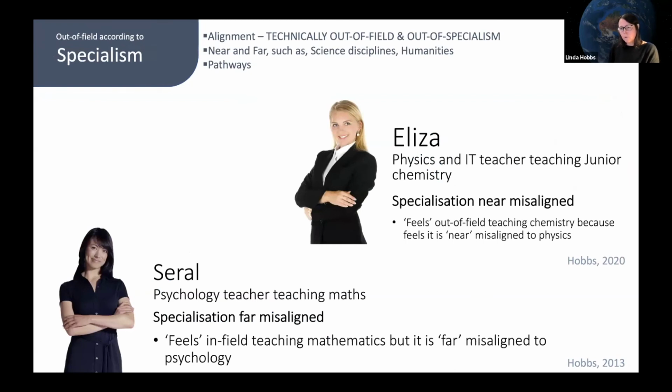Then also determined by qualifications, out of field by specialism includes technically out of field and out of specialism teachers and or loads, and this can be classified as near or far misaligned. That's using the language of Julie Luft from America. We have Eliza, who feels out of field in some science disciplines, despite being in field according to the specialism guidelines, actually. And a psychology teacher, Cyril, teaching maths and feeling in field, but technically out of field and out of specialism due to the far misalignment of science and psychology.